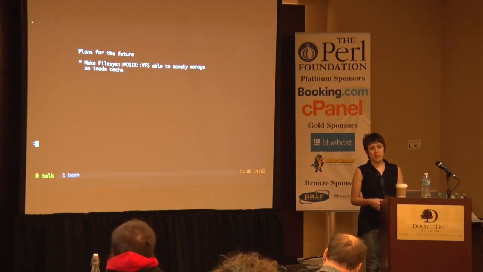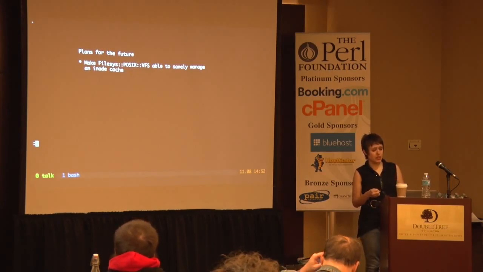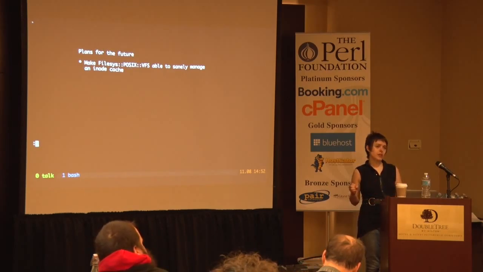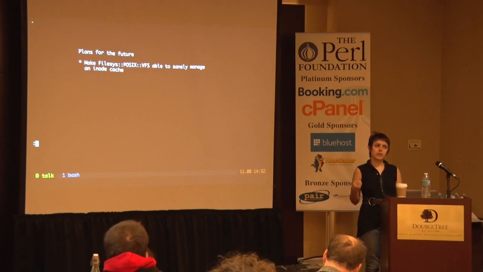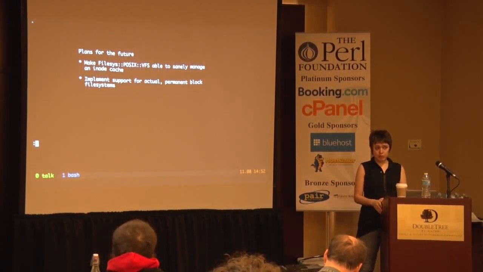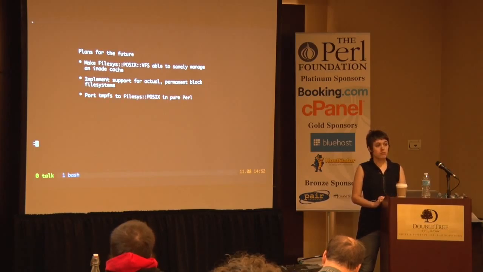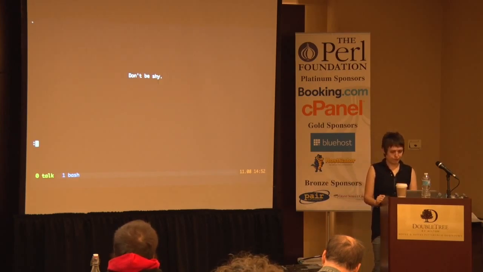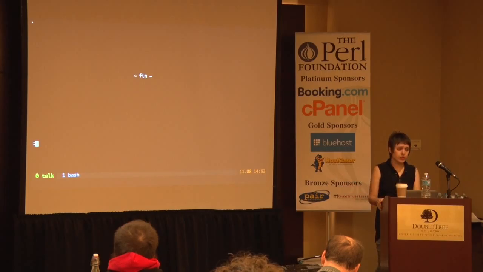I would like to be able to get Filesys POSIX VFS to safely manage an inode cache. And I want this inode cache to live on disk so that I don't have to run into the possibility of exhausting all of the server's memory. I want to implement support for reading and writing to and from permanent block file systems through Filesys POSIX. I want to port something akin to tmpfs to Filesys POSIX, again in pure Perl. So, do you guys have any questions so far?